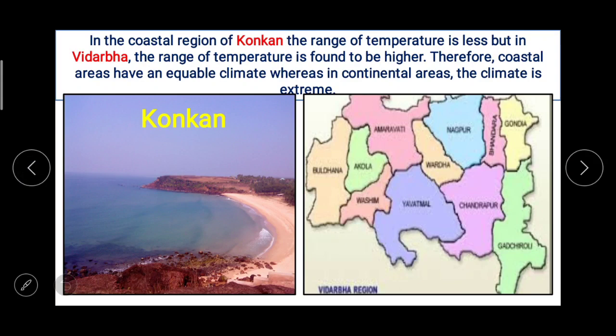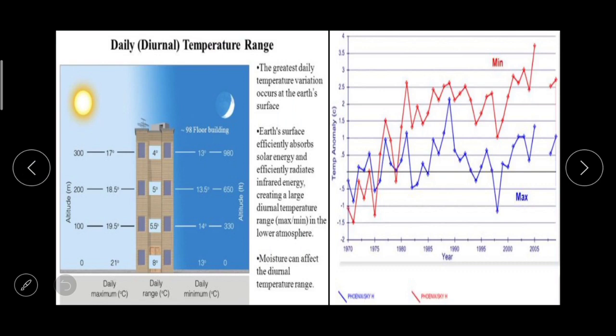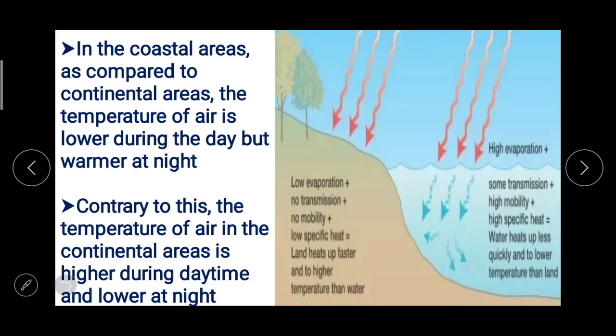In the coastal region of Konkan, the range of temperature is less, but in Vidarbha, the range of temperature is found to be higher, and therefore coastal areas have an equable climate, whereas in continental areas the climate is extreme. So all these things we discussed in the first part of this topic. The difference in the day and night temperatures is less in the coastal areas and more in the continental areas. For that, we took the example of Mumbai and Nagpur. Daily temperature range and how it changes.